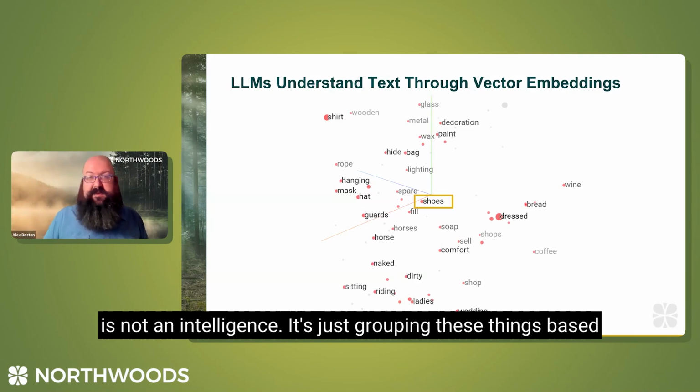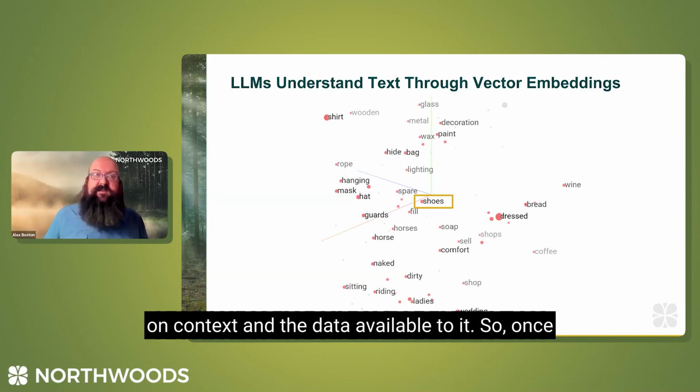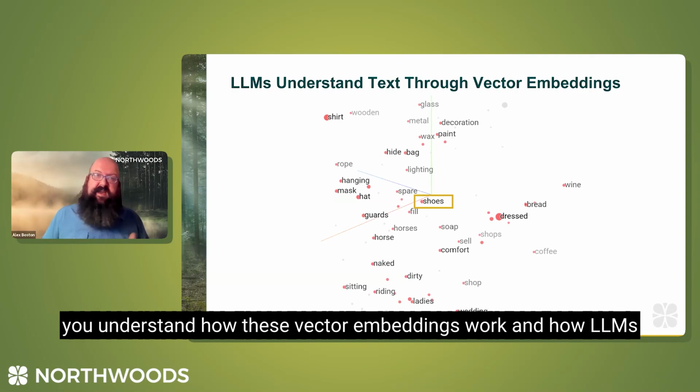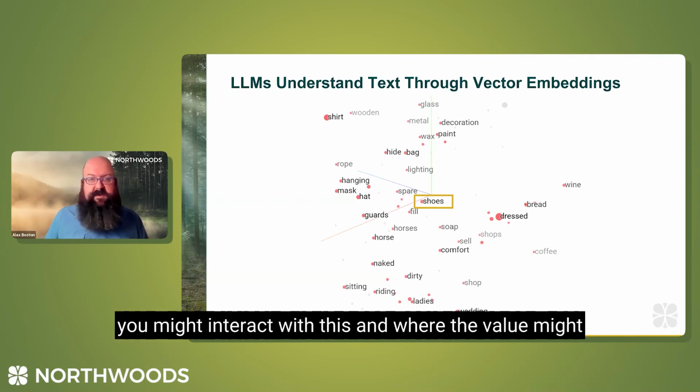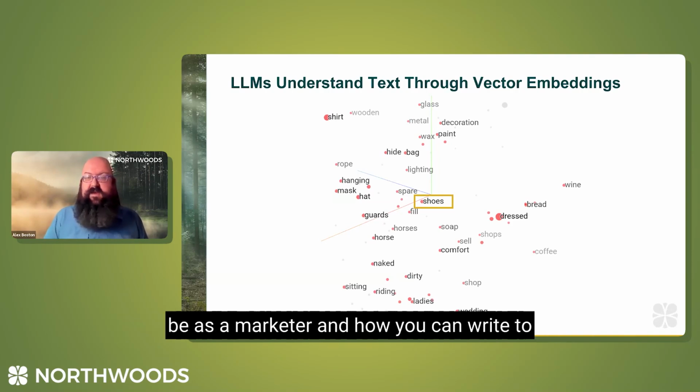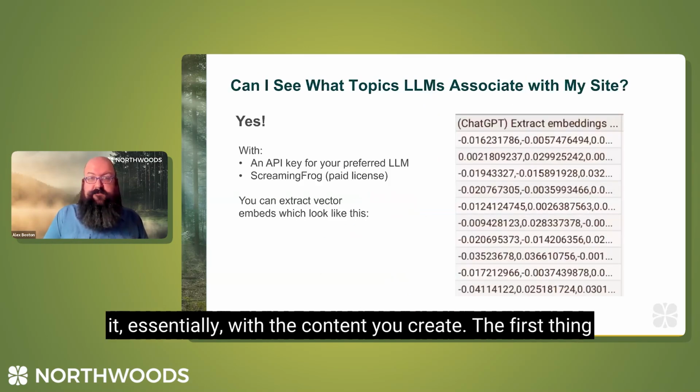It's just grouping these things based on context and the data available to it. So once you understand how these vector embeddings work and how LLMs approach it, it becomes a lot clearer how you might interact with this, where the value might be as a marketer, and how you can write to it, essentially, with the content you create.